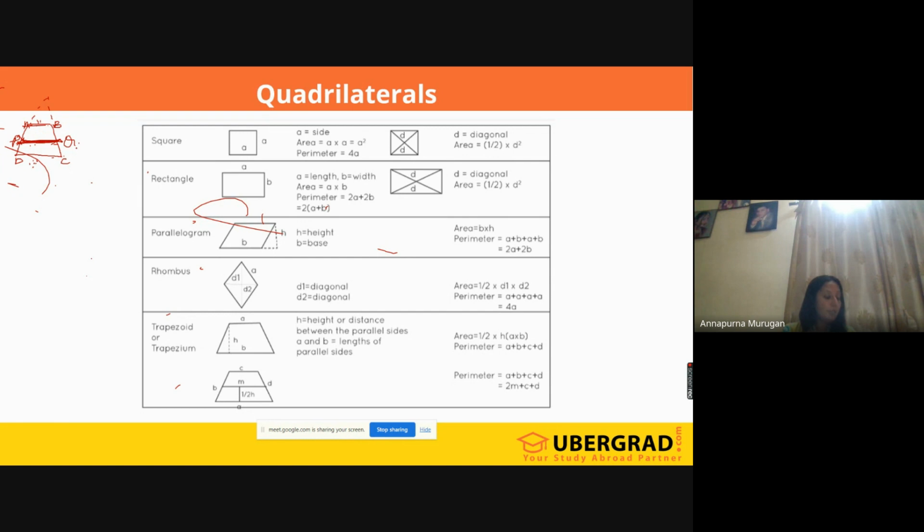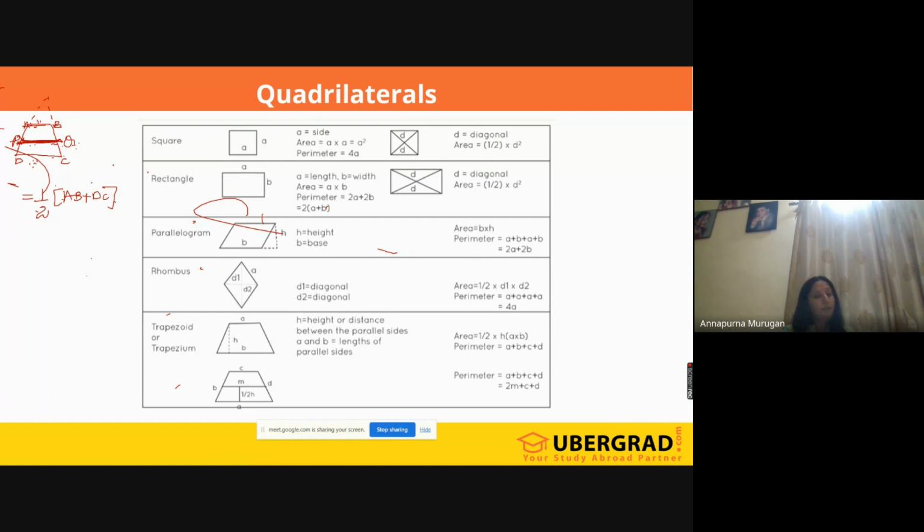So it is in the median. Therefore, what is the length of PQ, the side that is parallel to both of them? It will be half of AB plus DC. What is the length of PQ? So PQ is half of AB plus DC.